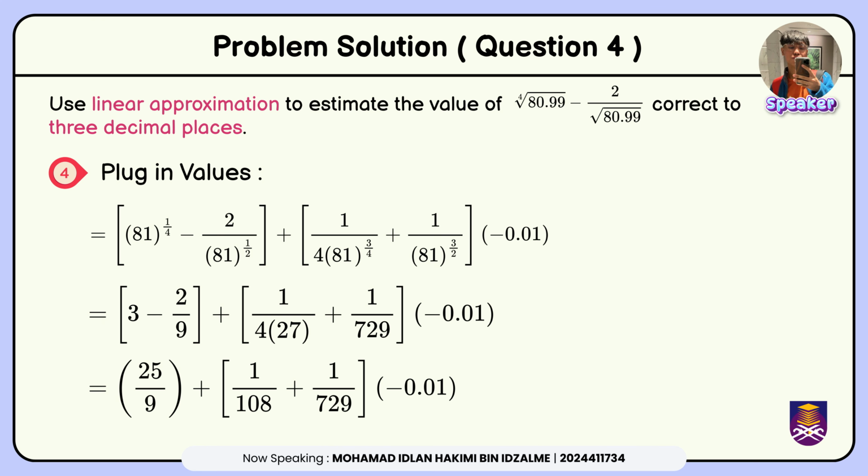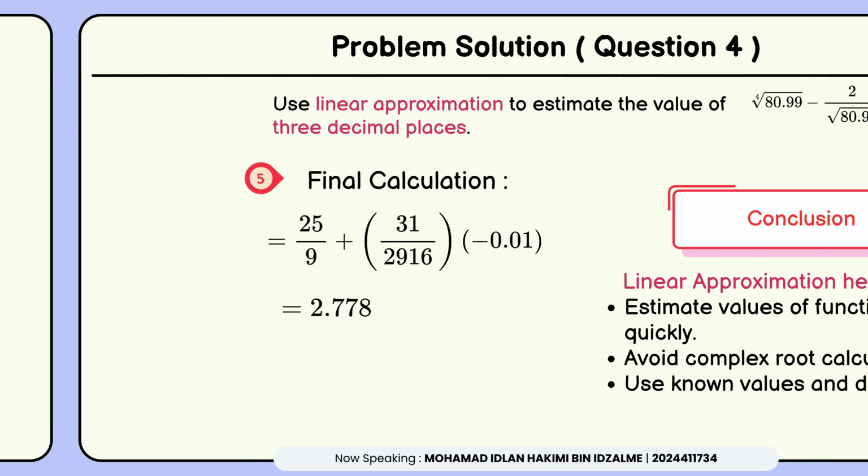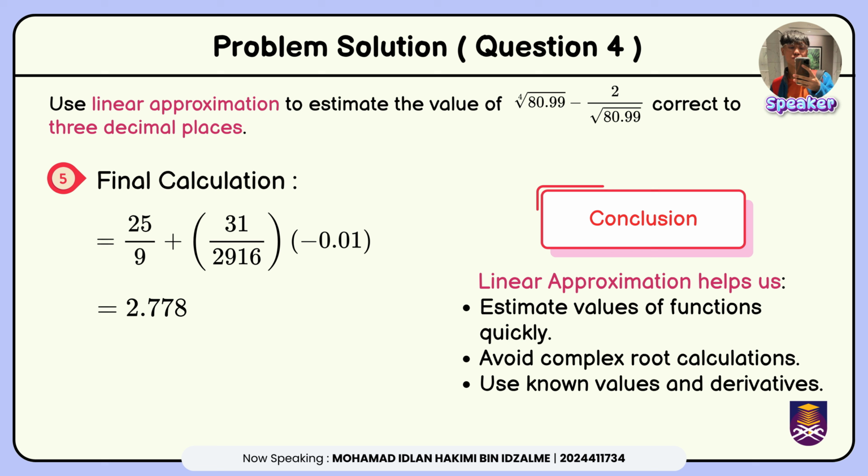So for the parenthesis in the first bracket, 81 power of 1 over 4 is 3, while 81 power of 1 over 2 is 9, so it becomes 2 over 9. For the parenthesis in the second bracket, 81 power of 3 over 4 times 4 is equal to 108, so it becomes 1 over 108. While the second parenthesis, which is 81 power of 3 over 2, is 729, so it becomes 1 over 729. So putting it all together, we get an estimate value of 2.778, accurate to 3 decimal places.